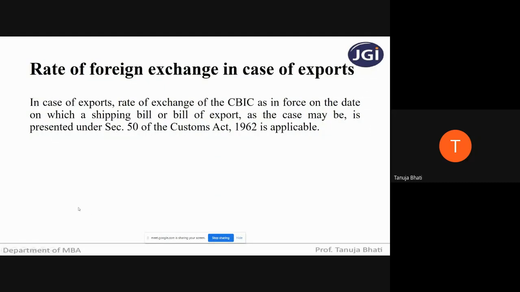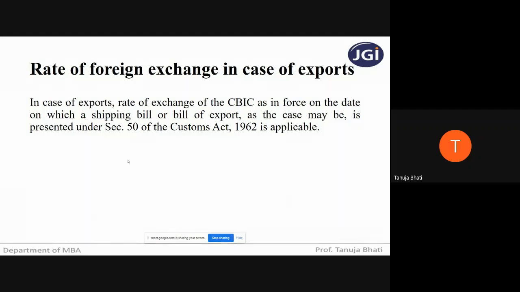Next, in case of imports, we saw what rate of foreign exchange we need to consider by solving the problems, correct? Similarly, in case of exports, the rate of exchange of the CBIC as in force on the date on which a shipping bill or bill of export, as the case may be, is presented under Section 50 of the Customs Act 1962 is applicable. So again, the rate of exchange you need to consider in case of exports is the rate as declared by the CBIC, that is the Central Board of Indirect Taxes and Customs.